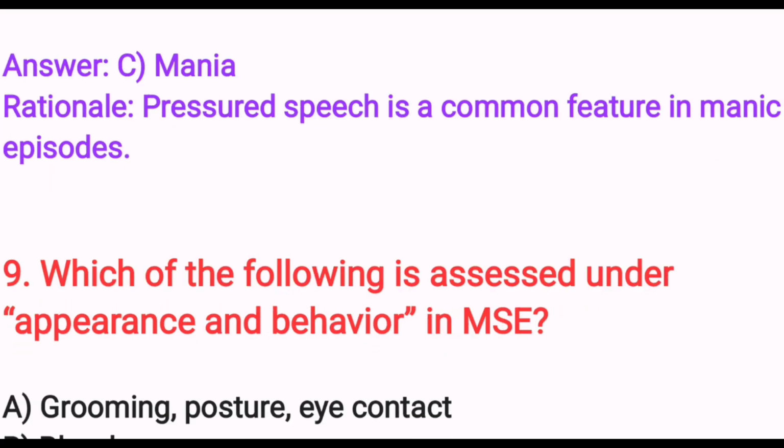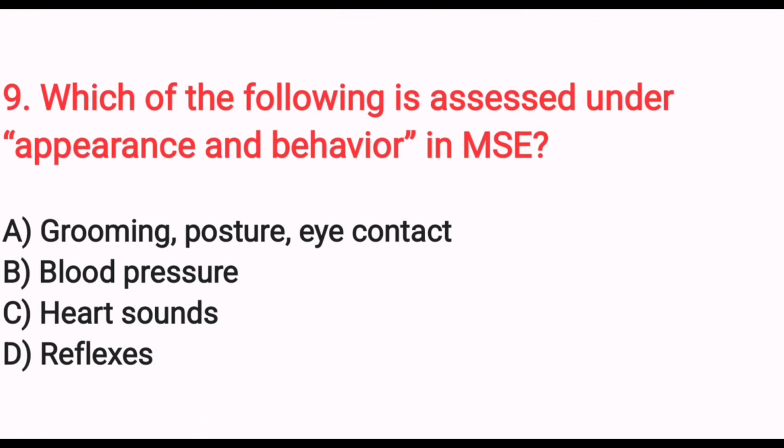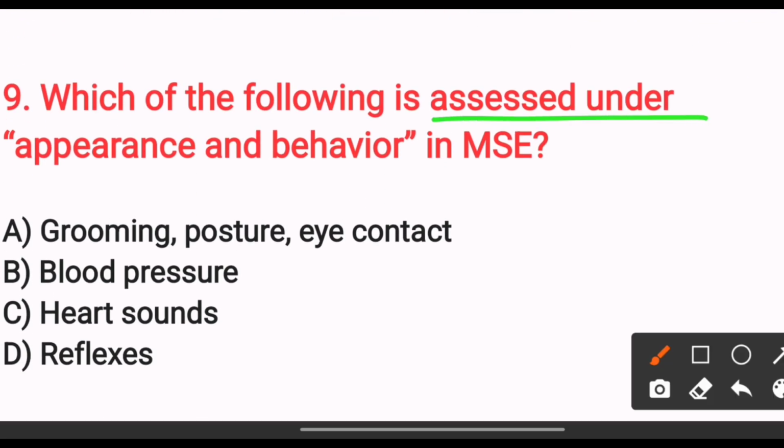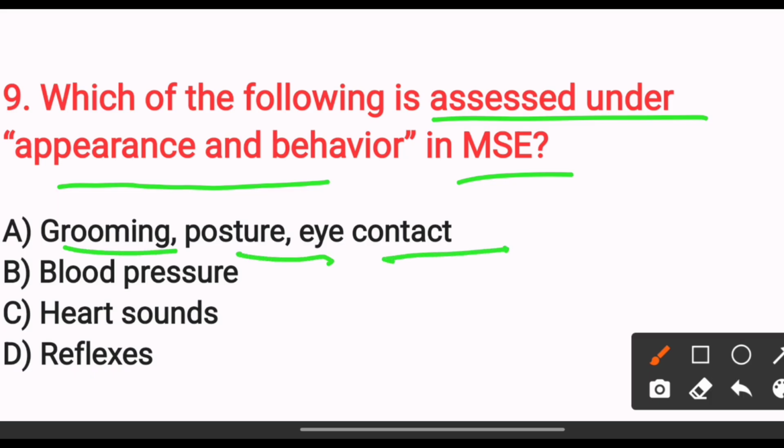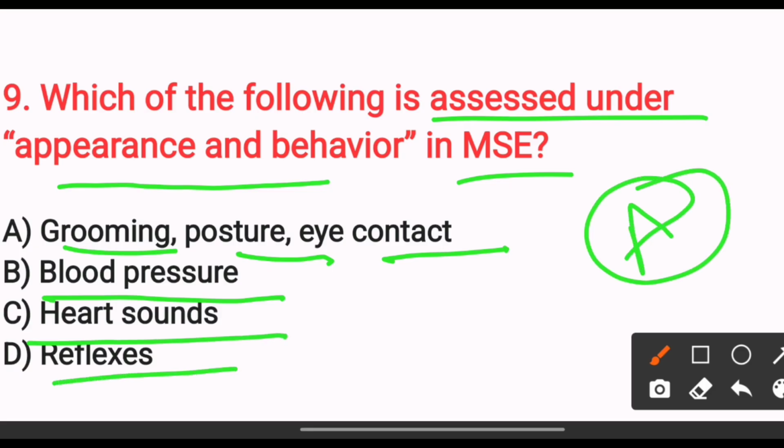Next, which of the following is assessed under appearance and behavior in the MSE, mental status examination? Option A, grooming, posture, eye contact. Option B, blood pressure. Option C, heart sound. Option D, reflexes. The answer is option A, grooming, posture and eye contact. Appearance and behavior provide insight into self-care, affect and social engagement. So the answer is option A.